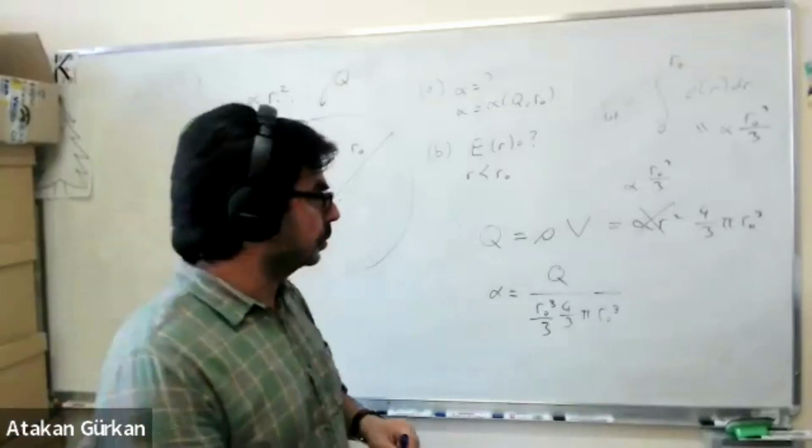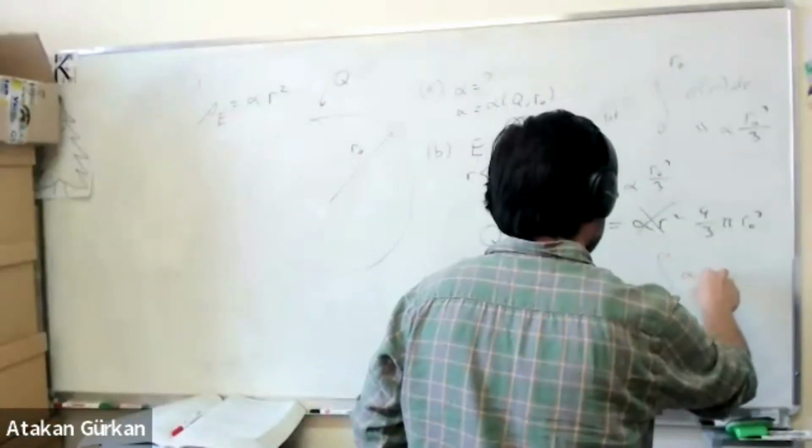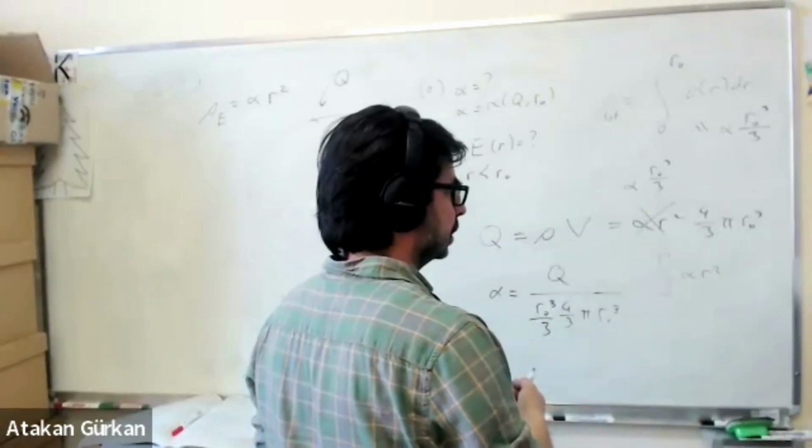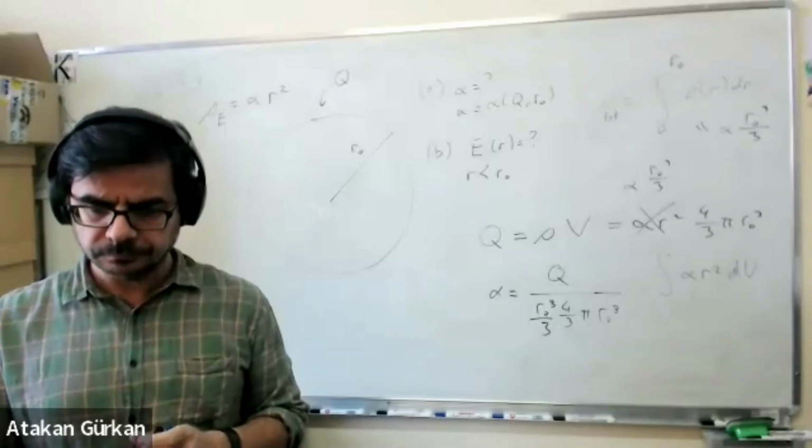So you want something like this. I'm going to integrate alpha times R squared over what? So what's the little thing? The little volume, dV. For example, we can choose a shell sphere inside the solid with thickness dr, and the boundaries of the integral will be from 0 to R0.